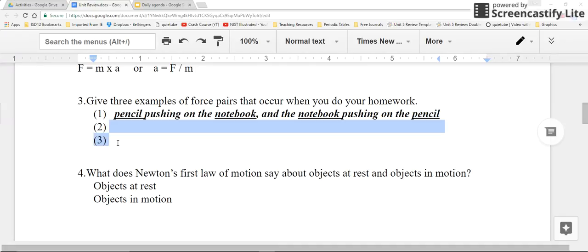So when you've got your other answers here for 2 and 3, you should have your action and reaction kind of look like the sentences I've written here. Something pushing on the other thing, and the other thing pushing on the thing. Okay? Your words, your pairs are the same in the action and the reaction. Okay?